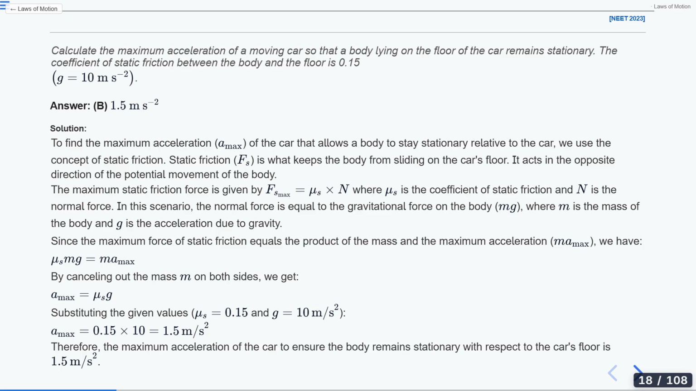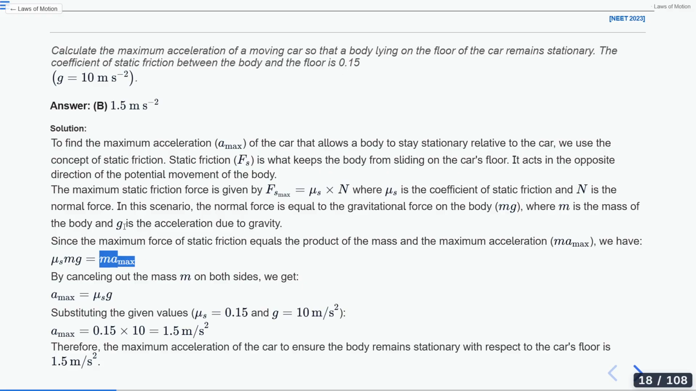So can I find that mu times S normal reaction, that's the frictional force, will be equal to mass times acceleration maximum. Because when the car will be moving in the forward direction, the body lying on the floor of the car that we want to be stationary has a force of m times a in the reverse direction, and there will be a force of mu times m times g that will keep the body on the floor at rest. So we can put mu times m times g equals mass times acceleration.